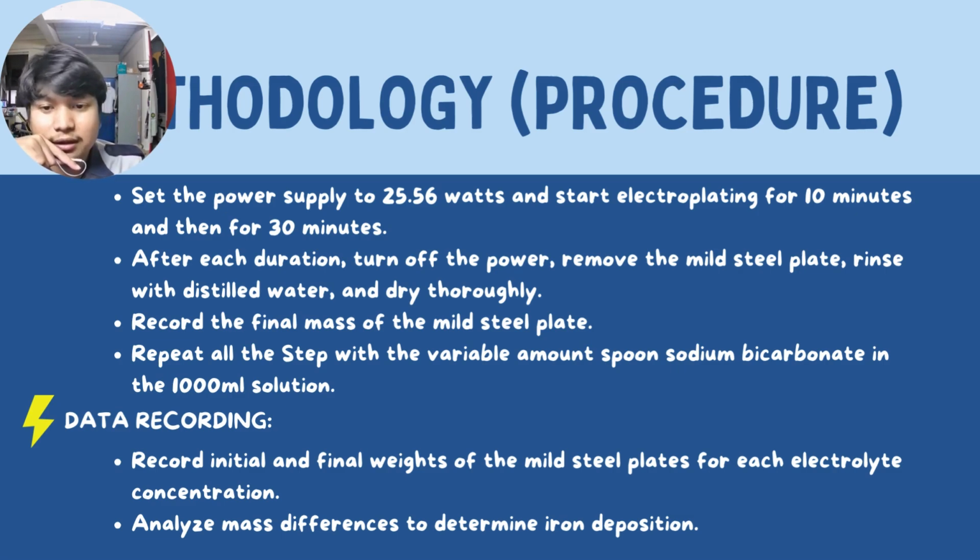So we have three types of concentration, and also three weights at the end of the experiment. After that, for finalization, we do data recording. We record the initial and final weight of the mild steel plates for each electrolyte concentration. After that, we analyze the mass difference to determine the ion deposition.